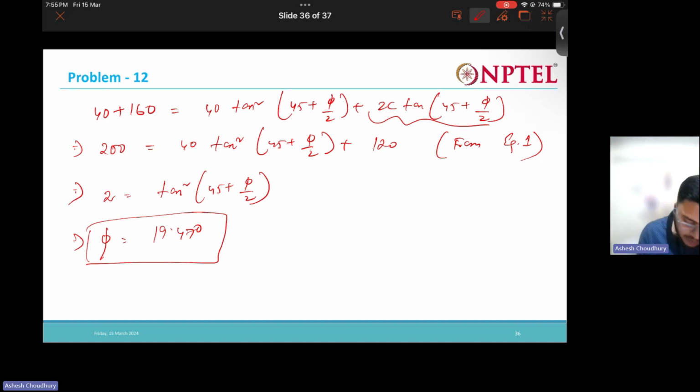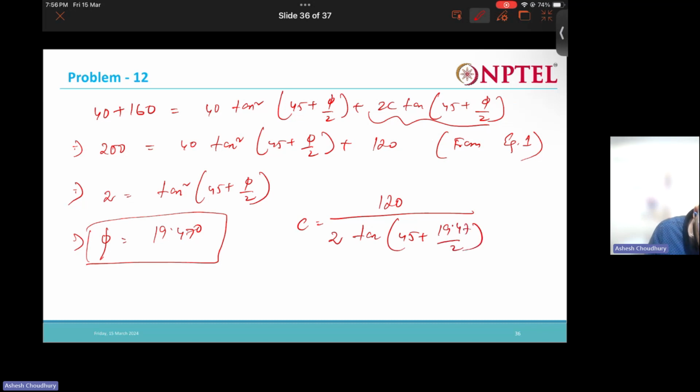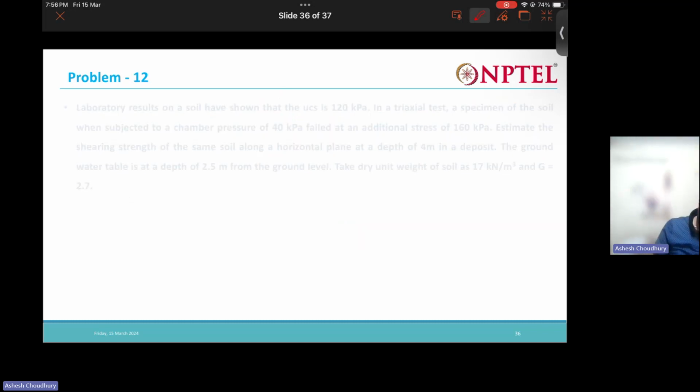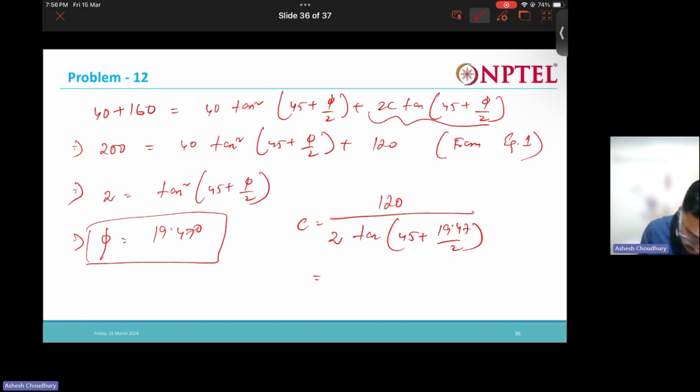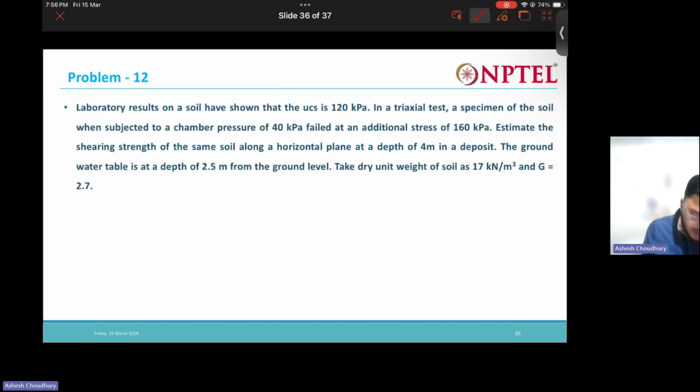Now next is the C value. Just substitute this phi in equation 1, so we'll get the C value. C is 120 by, just calculate this. Putting this in this equation, we'll get the C value, which will come out as 42.26. Okay, done. The C and phi are found out.